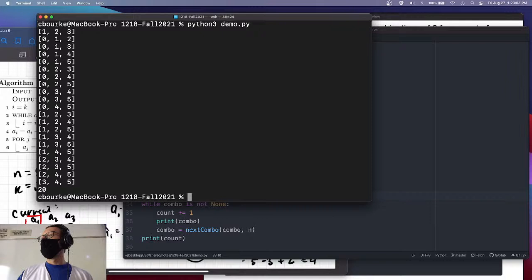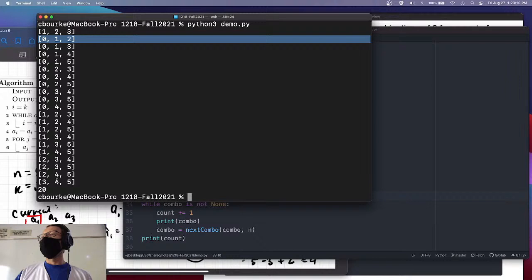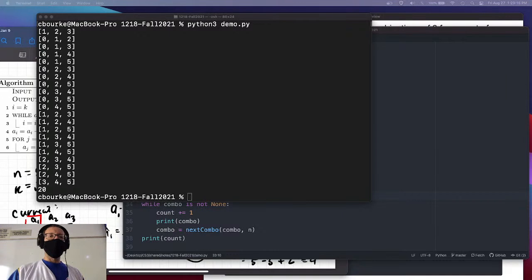That 1, 2, 3 is from the previous test case there. Is there in 0, 1, 2, all the way up to 3, 4, 5, and there were 20 of them. Yep, good. DuckDuckGo was able to come up with the answer. DuckDuckGo knows where its button is.